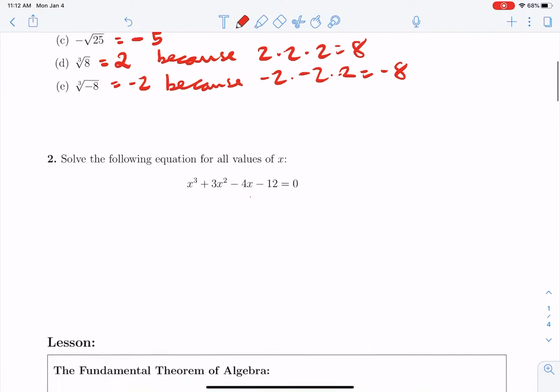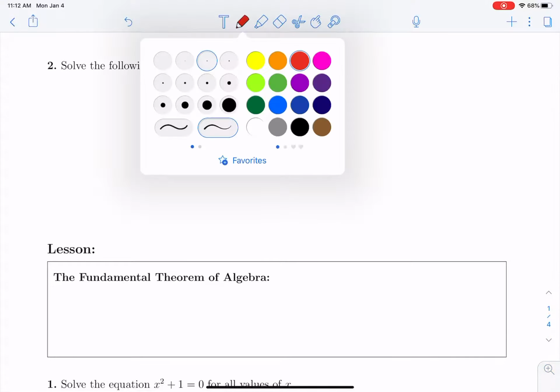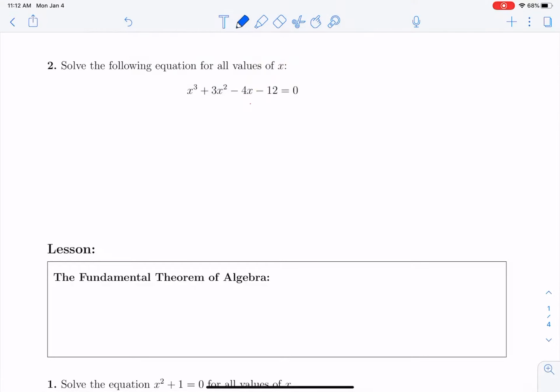All right, question 2, we're asked to solve the following equation for all values of x. I've got this polynomial here with 4 terms. I'm going to have to do some sort of factoring. Anytime I see a polynomial with 4 terms, I want to try the factoring by grouping method. So I'm going to look for a greatest common factor on these first 2 terms, x cubed and 3x squared. That's going to be x squared. So I divide that out, and I'll have x plus 3.